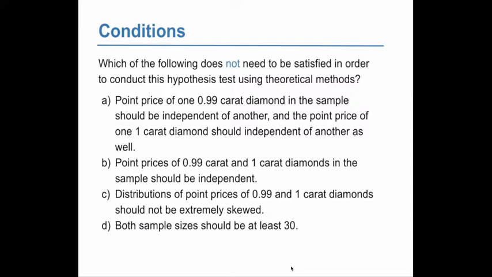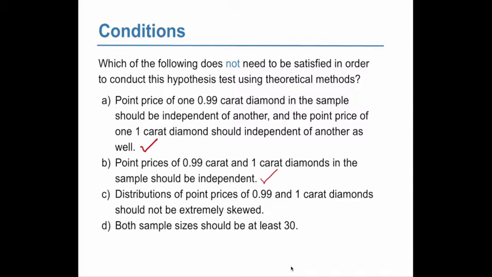Which of the following does not need to be satisfied in order to conduct this hypothesis test using the theoretical methods? Point prices of the 0.99 carat diamonds should be independent of each other, and the point prices of the 1 carat diamonds should be independent as well. That is something that we need to check or assume. Point prices between the two groups should be independent. That's something we need to assume.